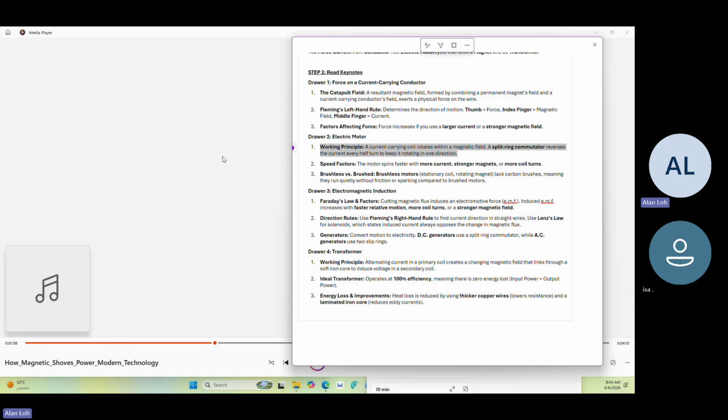But our sources note a huge shift toward brushless motors now, right? Yeah. Because dragging carbon brushes across a spinning metal gap causes a lot of friction and sparking. It's really inefficient. So brushless designs invert the entire architecture. They keep the wire coil completely stationary and spin the permanent magnet instead. Oh, so you eliminate wear entirely. Exactly. It vastly boosts efficiency.